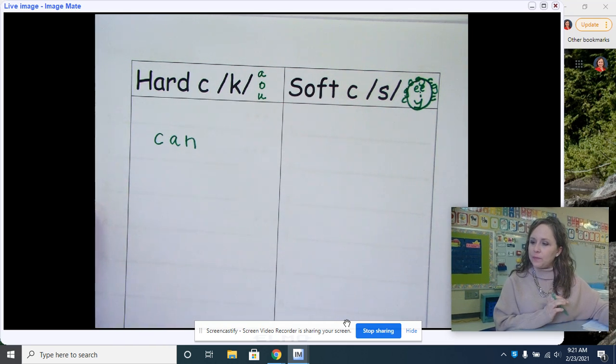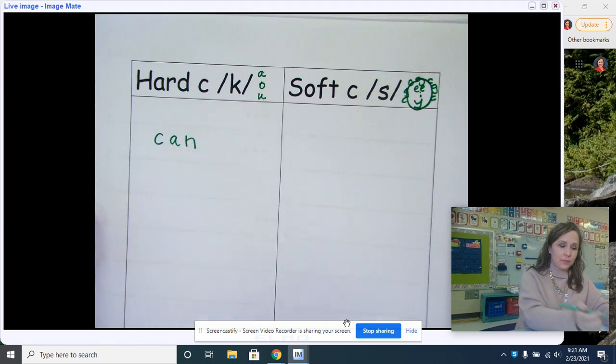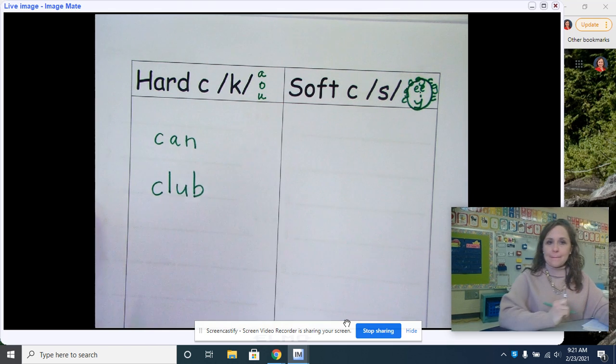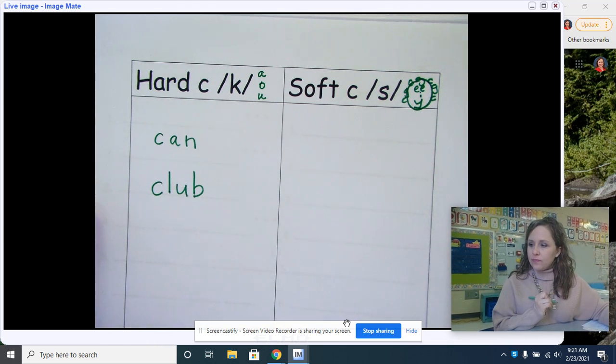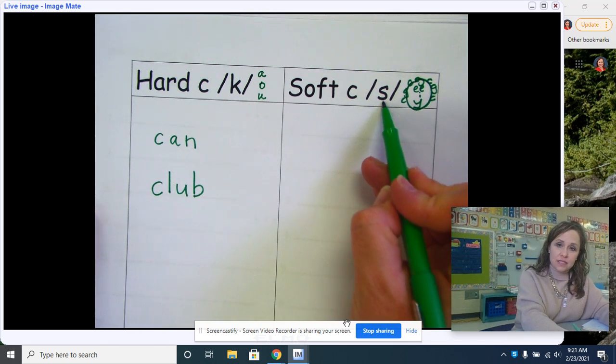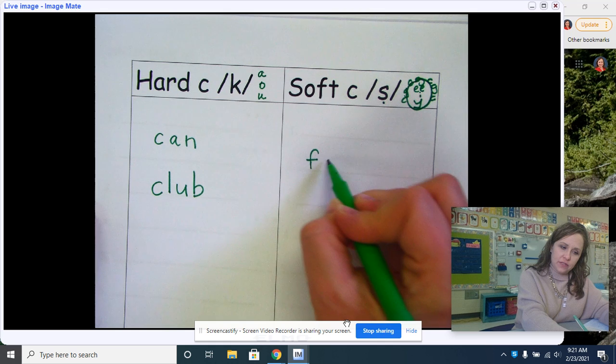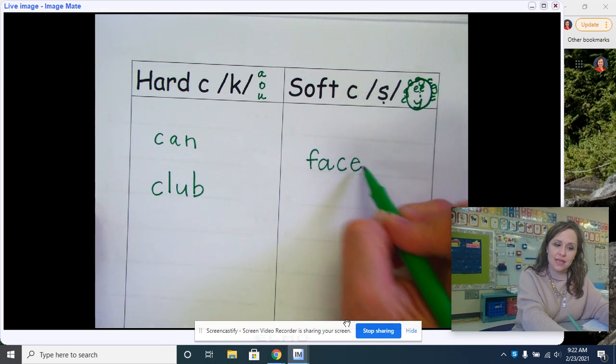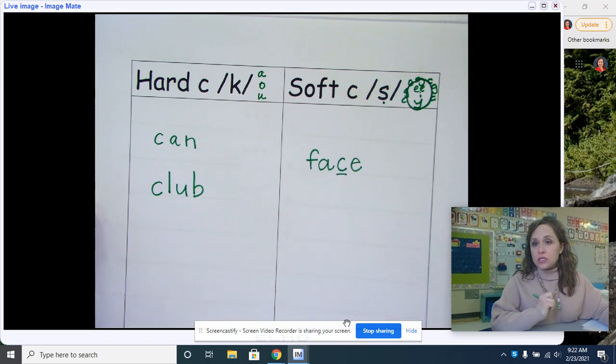All right, next word, club. Club. Okay. Next word, face. Ace. I hear an S, so it's that soft C. Ace. And I've got to have an E to make that A say its name, and that's also making the C sound like an S.